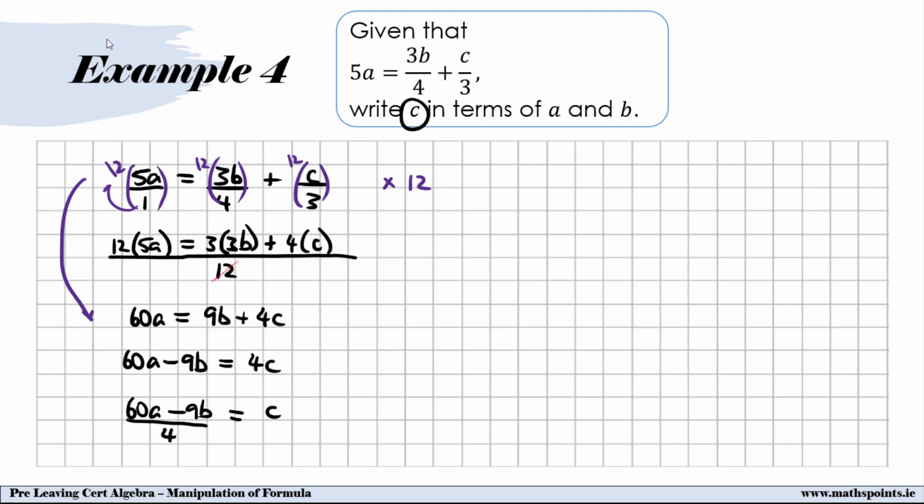So we can divide the 1 into the 12 and get 12 times, and times it by 5a to give us 60a. We can divide 4 into 12 to give us 3. 3 by 3b is 9b. And we can divide 3 into 12 to give us 4, and 4 times c is 4c.